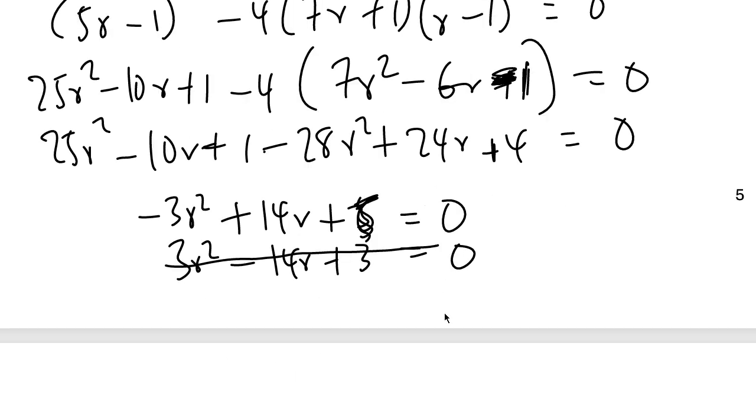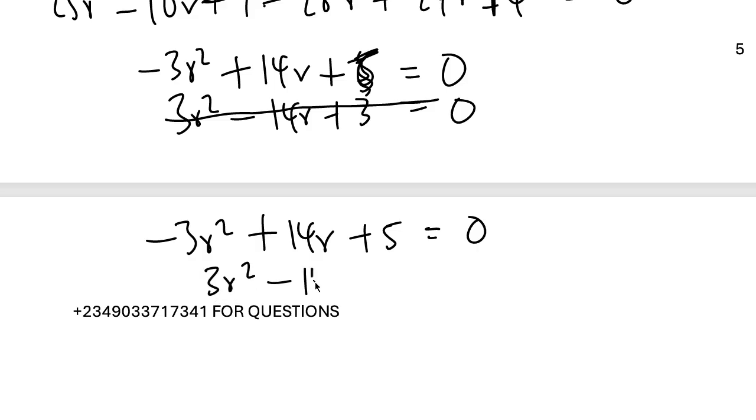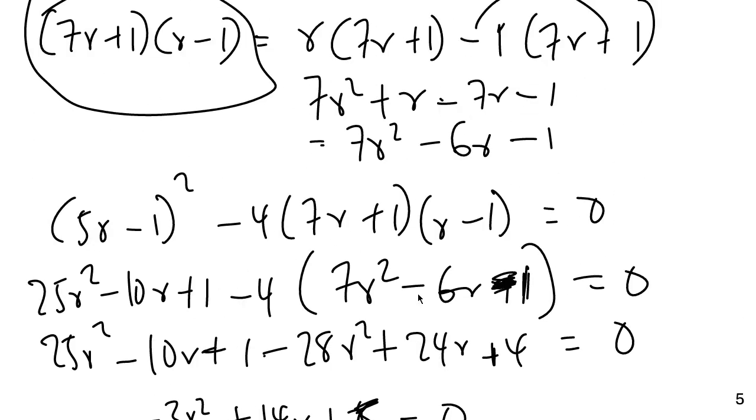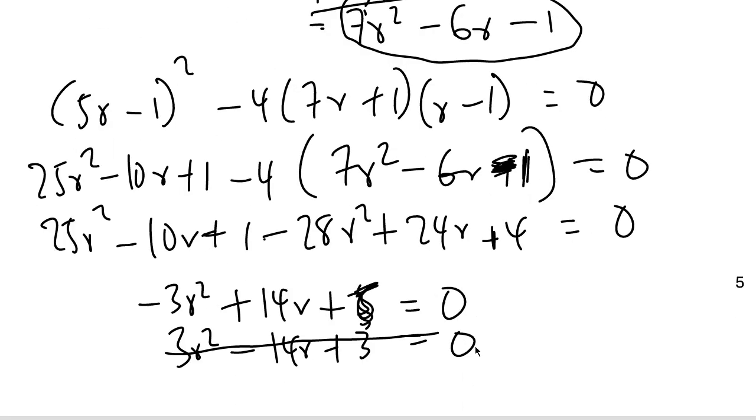You get, so let me remove this. So what we have is negative 3r squared plus 14r plus 5 is equal to 0, which is same as 3r squared minus 14r minus 5 equal to 0, because I'm multiplying through by minus. I hope you are not lost. My mistake was that after expanding this, we got 7r squared minus 6r negative. When I came here, I put plus. Now I've changed it to negative. So 6 negative times negative is positive. That's why it's here. And 1 plus 4 is what? 5. So hope you're not confused.